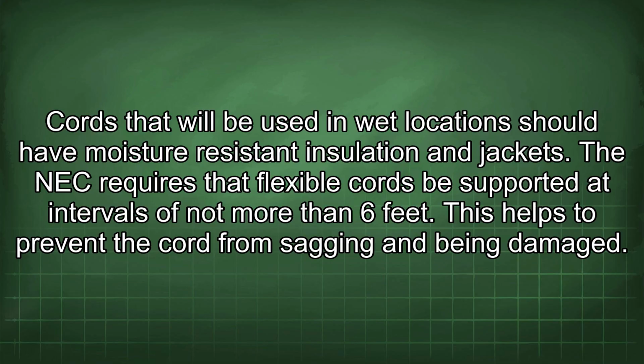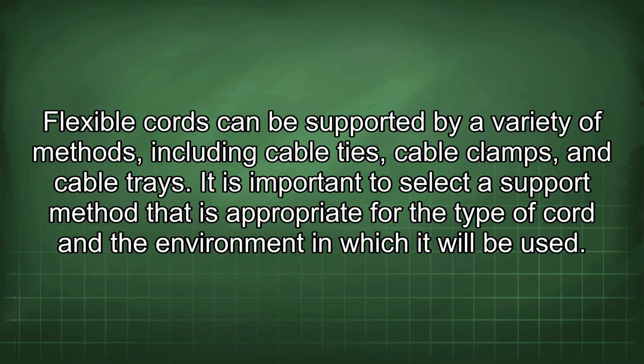The NEC requires that flexible cords be supported at intervals of not more than 6 feet. This helps to prevent the cord from sagging and being damaged. Flexible cords can be supported by a variety of methods, including cable ties, cable clamps, and cable trays. It is important to select a support method that is appropriate for the type of cord and the environment in which it will be used.